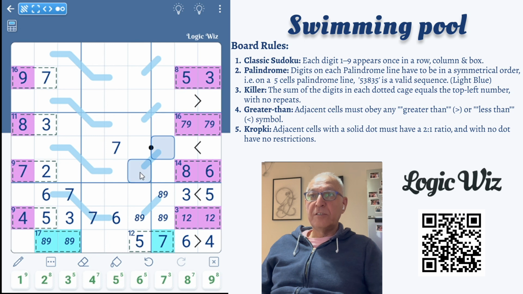Now let's see which digits can go on this side of the crooked dot and on the palindrome line. It cannot be 1. Actually, it can be 1, because 2 can be here. So this is 1. It cannot be 2, because 2 is already available here. It can be a 3. It can be a 4. 5 cannot be on a solid crooked dot. Cannot be 6, 7, 8, or 9. So only 1, 3, and 4.